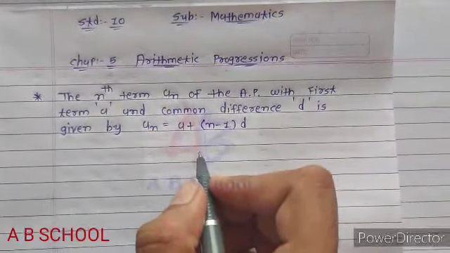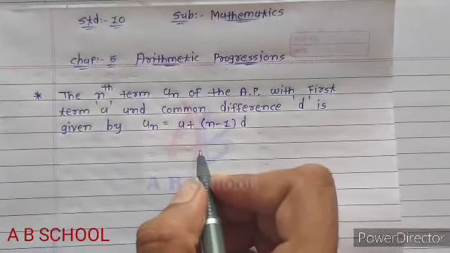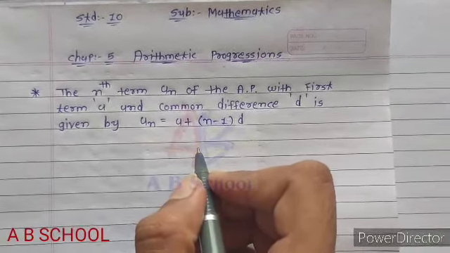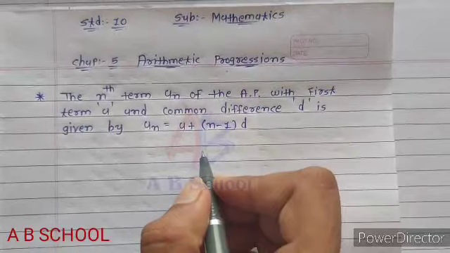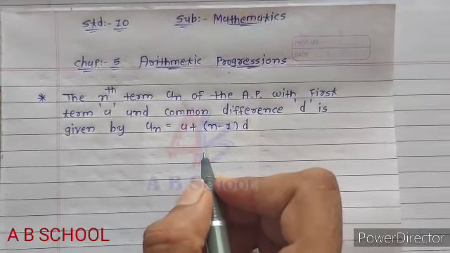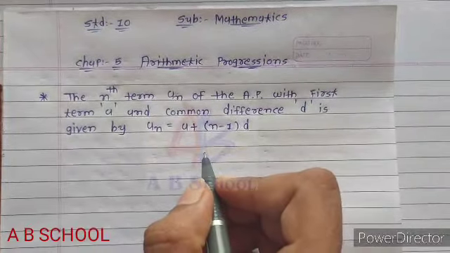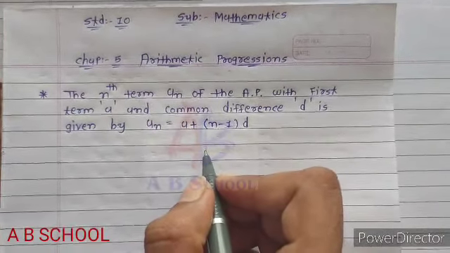Hello student, in the previous lecture we discussed the definition of AP and how to find the common difference D. Today we are going to learn about the general form of AP. After that we will start with exercise 5.1.